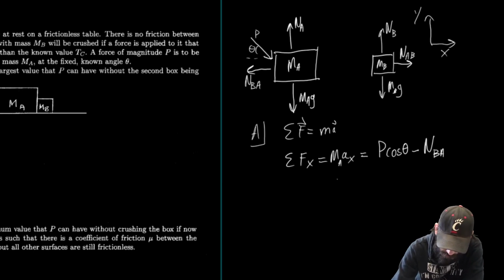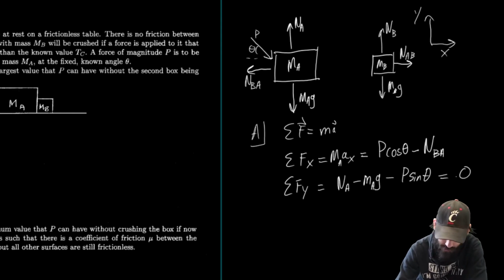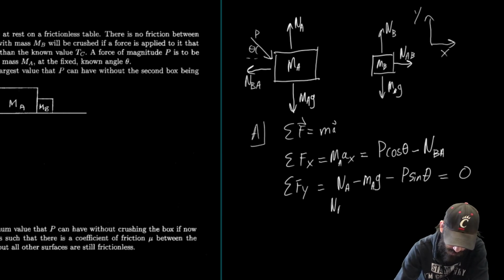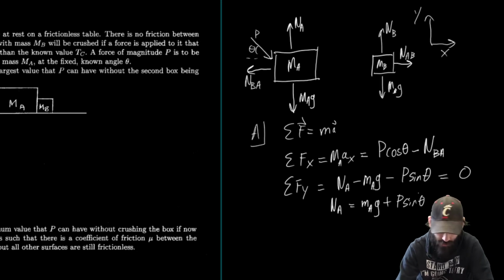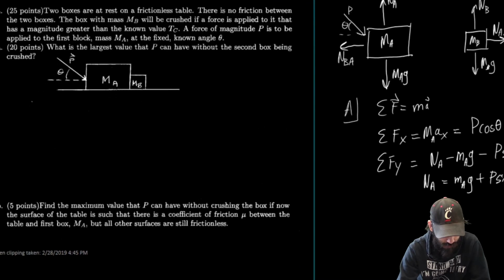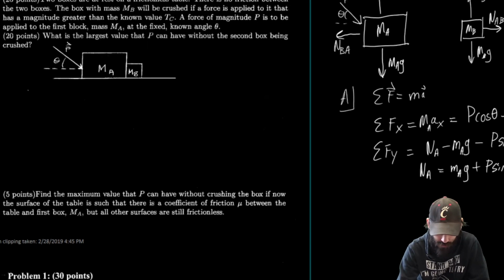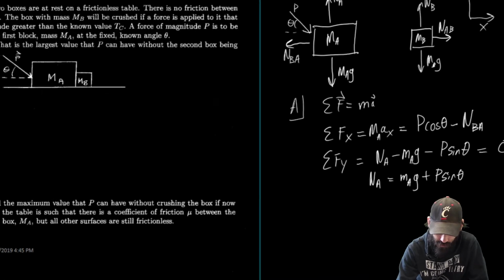And then we can sum our forces in the y direction. So this is going to say that this is going to be N_A minus m_A times g minus p sine of theta. So this one is going to be equal to 0 because it's not accelerating in the y direction. And so this says that N_A is going to be equal to m_A times g plus p sine of theta.